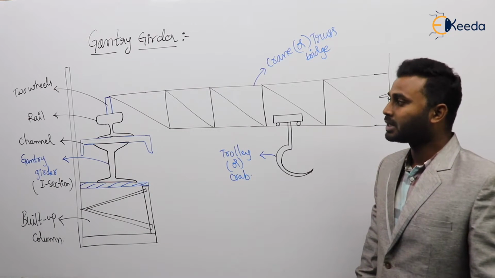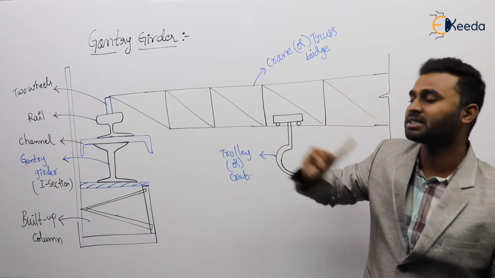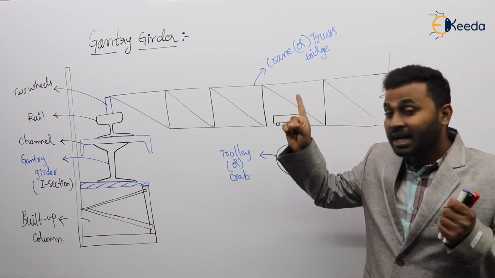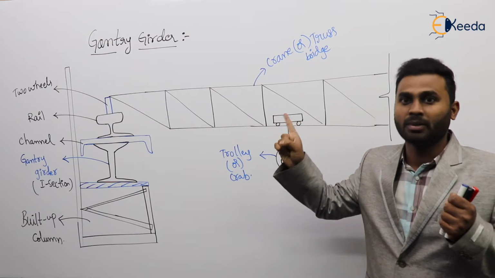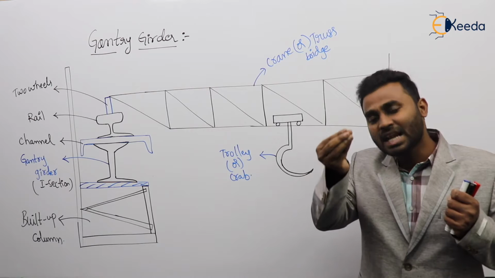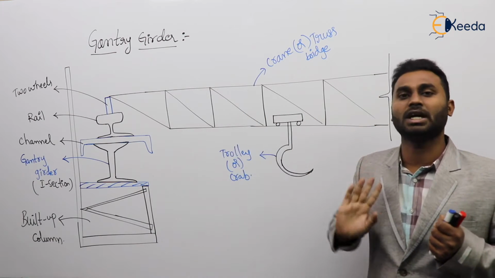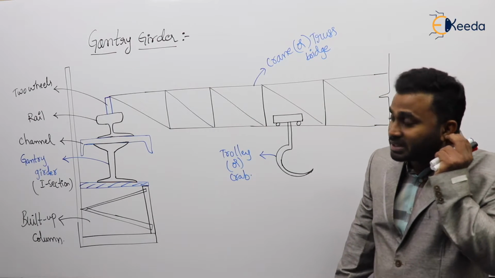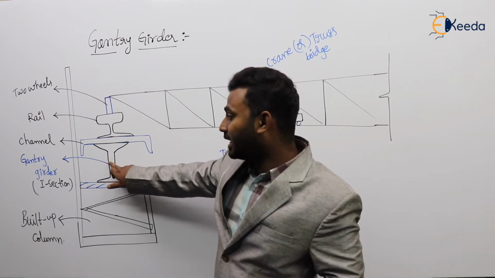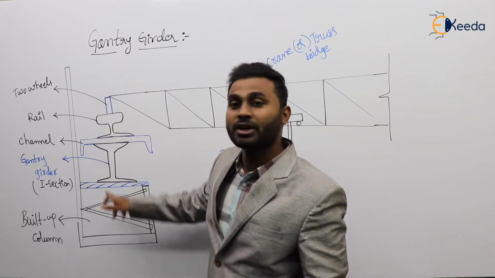Clear? These are the parts, and the purpose of providing the channel is, as we discussed in the beginning itself, the gantry girder is a laterally unsupported beam. So to increase its lateral stability, we are going to provide a channel. Upon providing the channel, the moment of inertia of the gantry girder or I section will increase. Do you agree or not?